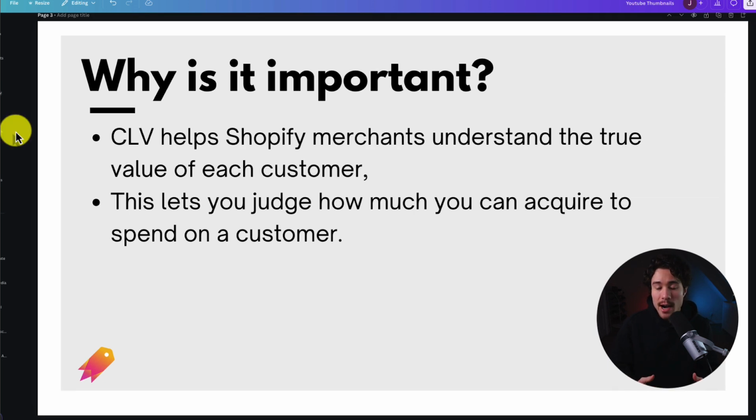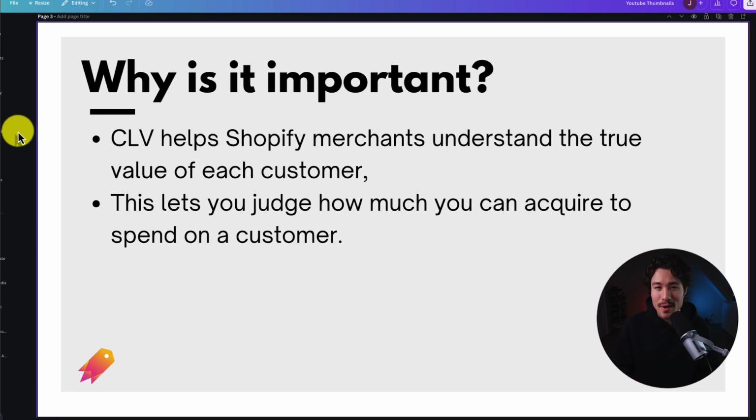And lifetime value fits into the 3 ways you can grow an e-commerce store. The first one's to increase the frequency of purchase, the second one's to increase the average order value, and the third one is to increase the number of customers you have. So lifetime value will encompass the first 2 of average order value and frequency of purchase. And it's basically one of those metrics that the higher your lifetime value is, the better.